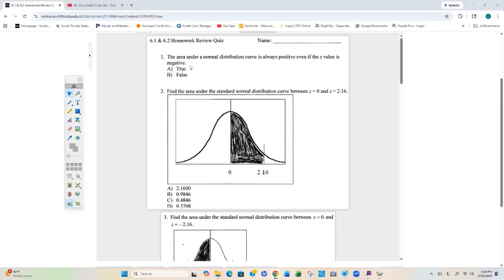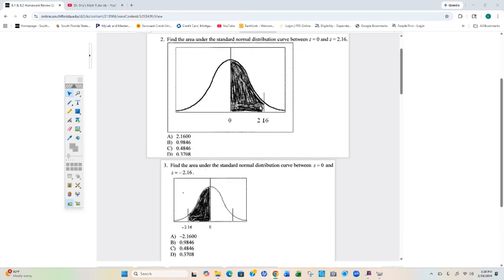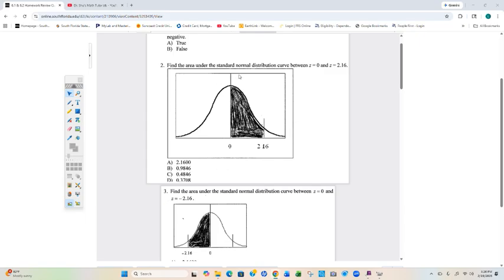So let's begin. For number one, the area under a normal distribution curve is always positive, even if the z value is negative. A is true, B is false. Okay, pause the video, think about it, then turn it back on when you're ready. Okay, the answer is A. It is true. Remember, area is always positive. It doesn't matter what the z is. Area is always positive.